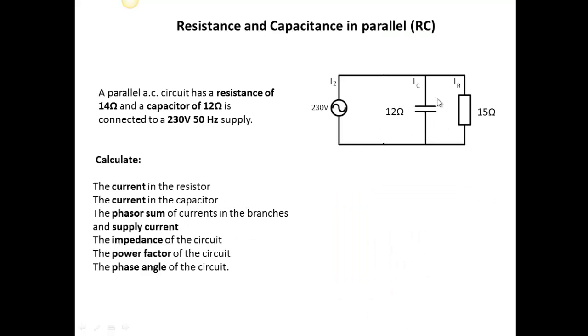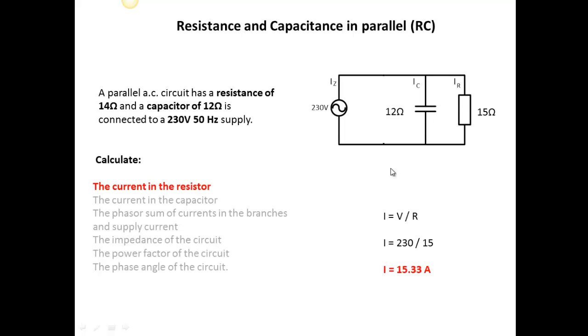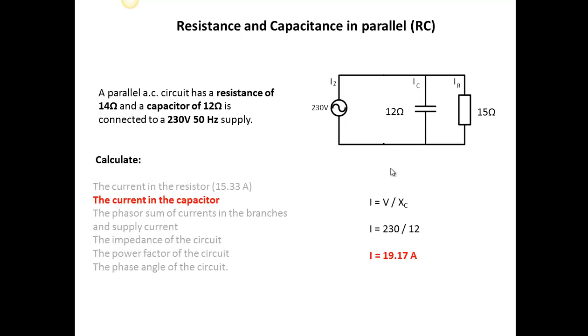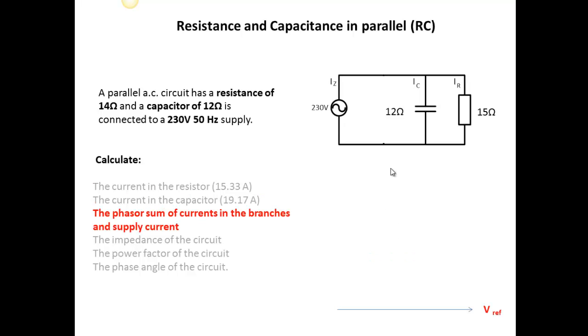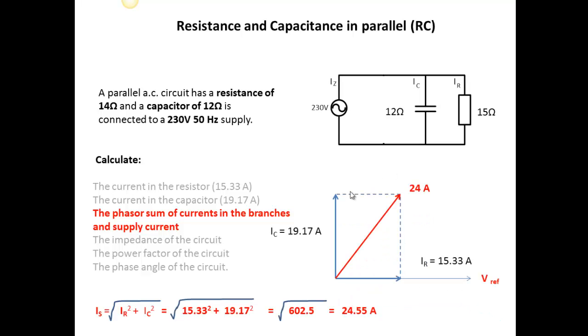If we had a capacitor in parallel, much the same calculation. We find the current in the resistor, 15.33. We find the current in the capacitor, 19.17. We then find the phasor addition. So again, voltage reference using the same scale, 15.33, 19.17. Make the parallelogram, 24 amps graphically. We can work that out mathematically. We can square both of those sides, add them together, take the square root, and that gives me 24.55.